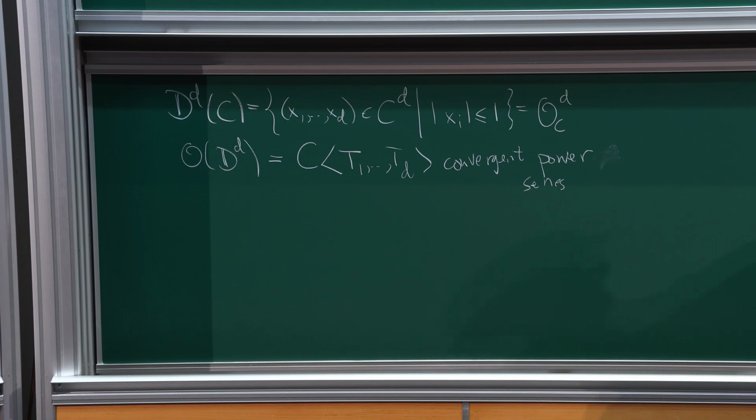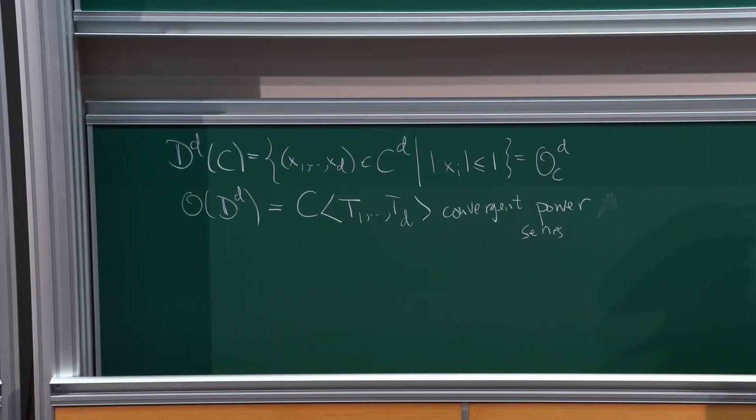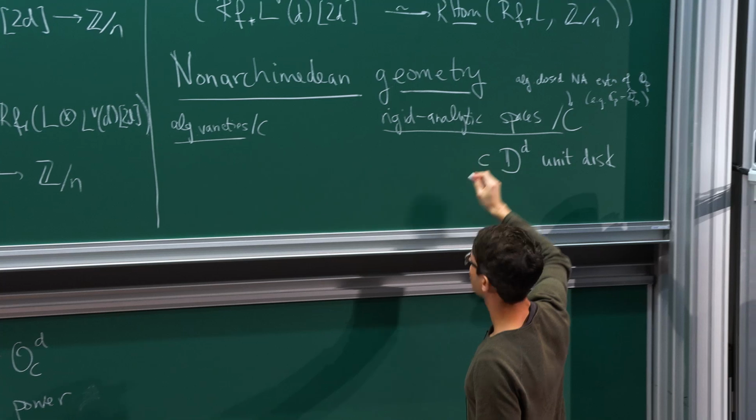Okay, and so then in general, a rigid space, locally it will look like the zero set of some of these functions.